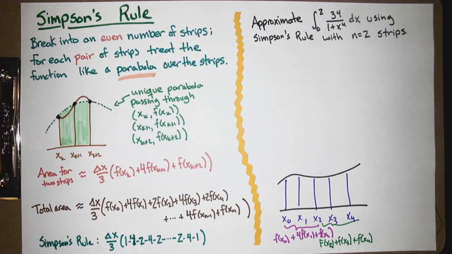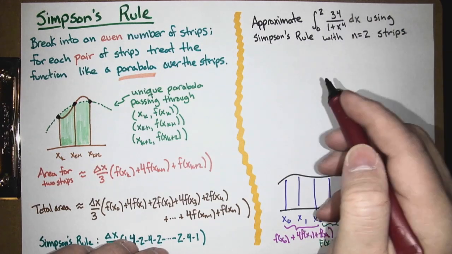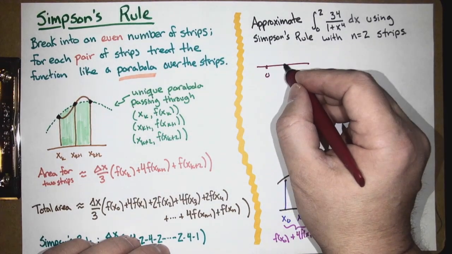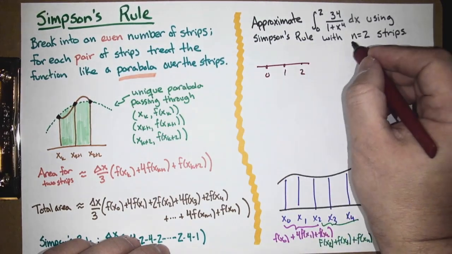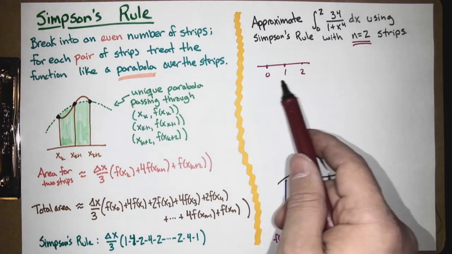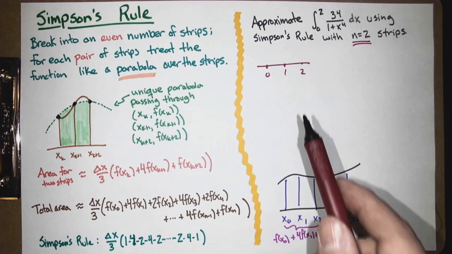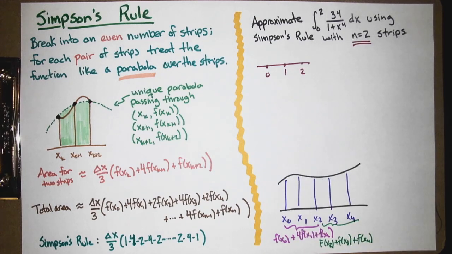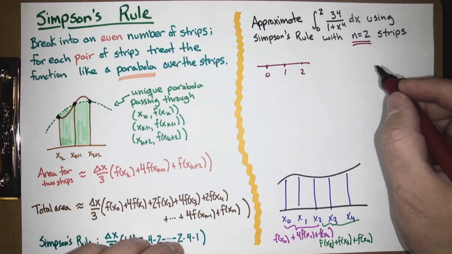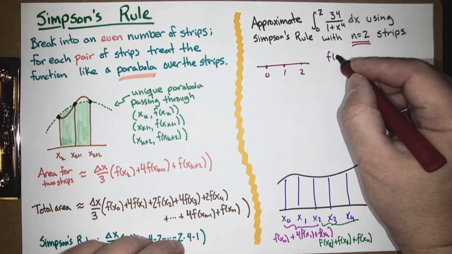Okay, so let's do this here. Approximate this integral again. And, okay, so again, 0, 1, 2. You have to check, do you have an even number of strips? In our case, yes. It's an even number of strips. Now, note, even number of strips, odd number of data points. So it's not the number of data points, it's the number of strips that needs to be even. And we still have our same facts.